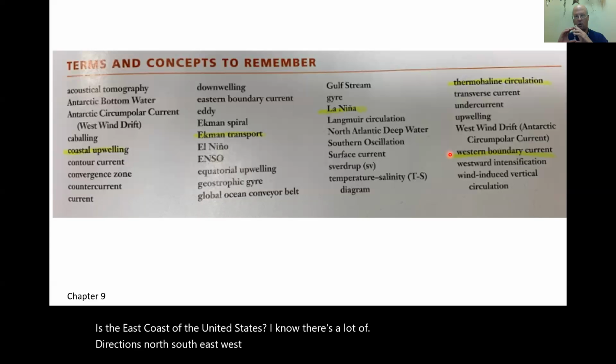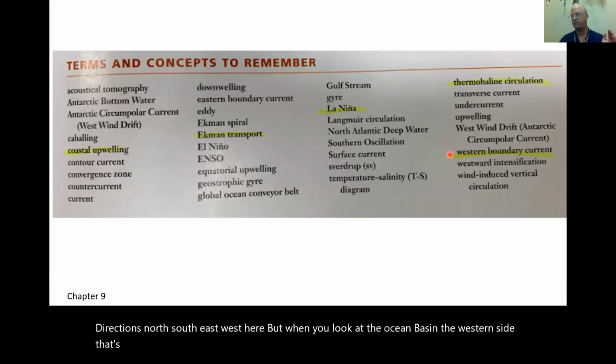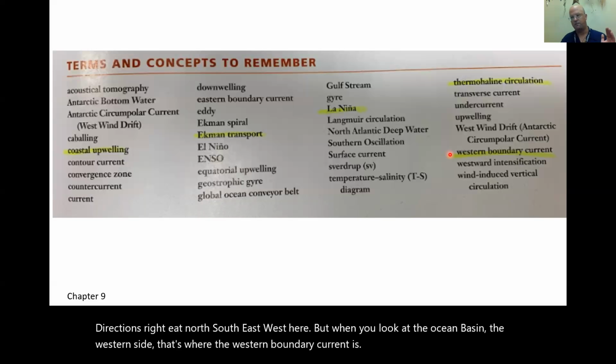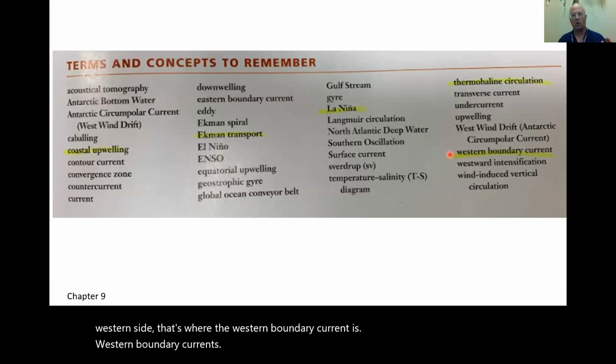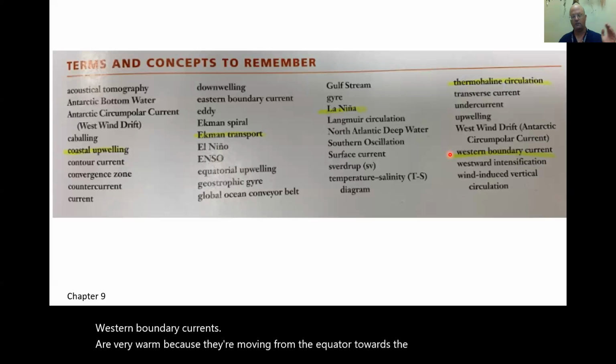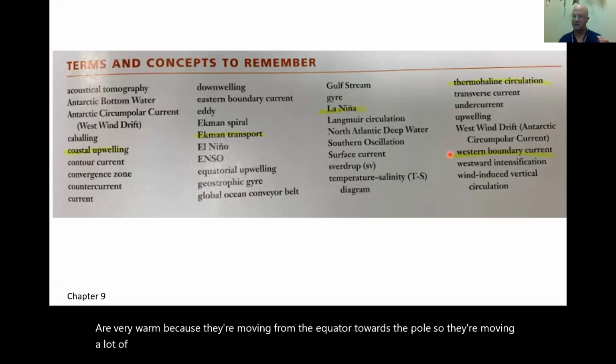But when you look at an ocean basin, the western side, that's where the western boundary current is. Western boundary currents are very warm because they're moving from the equator towards the pole. So they're moving a lot of heat. They tend to be very fast.